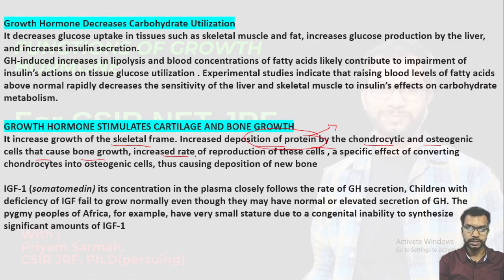Then, increased rate of reproduction of these cells, meaning chondrocytes and osteogenic cells. Osteocytes and chondrocytes will reproduce. Growth hormone will make osteocytes and chondrocytes reproduce, and that will increase the bone. And there is a specific effect of converting chondrocytes into osteogenic cells. So growth hormone will also convert chondrocytes into osteogenic cells. That will increase the bone growth, causing deposition of new bone.